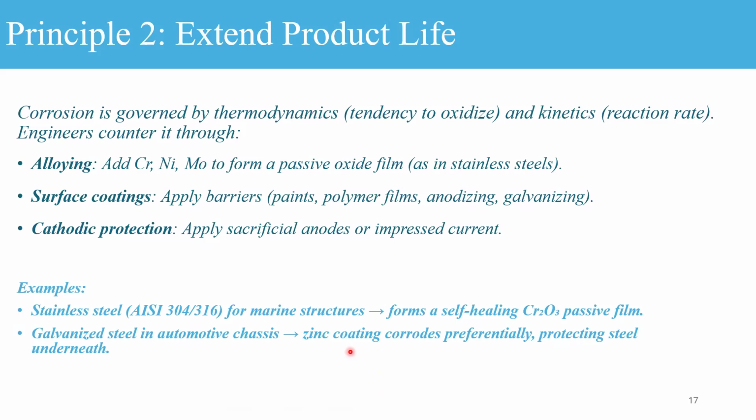So some examples include stainless steel, especially AISI 304, 316 for marine structures, which forms a self-healing chromium oxide passive film. Also, another example is galvanized steel in automotive chassis. So we have zinc coating that corrodes preferentially and protects the steel underneath the zinc coating.